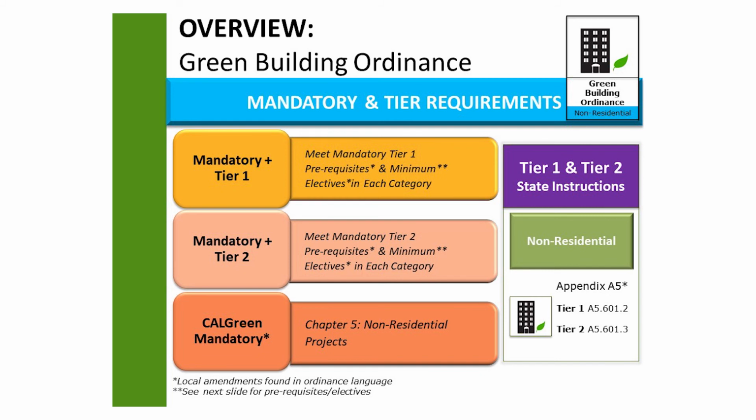You'll notice at the bottom that the local amendments are found in the ordinance language, and you'll see in the next slide the identified prerequisites and electives. Now in the CalGreen Code, in Appendix 5, you'll notice the Tier 1 and Tier 2 code sections where these tiers are identified for more information.